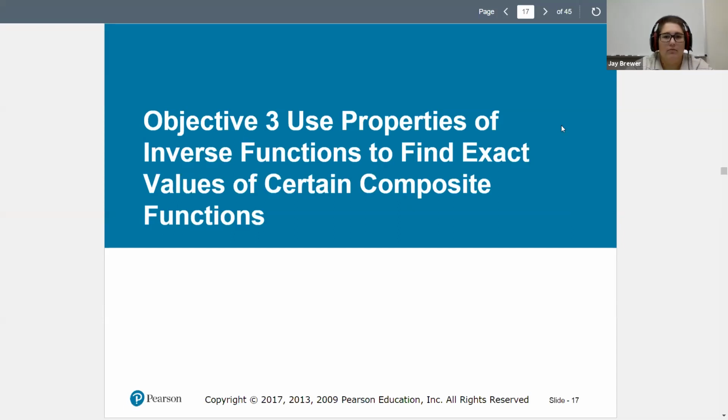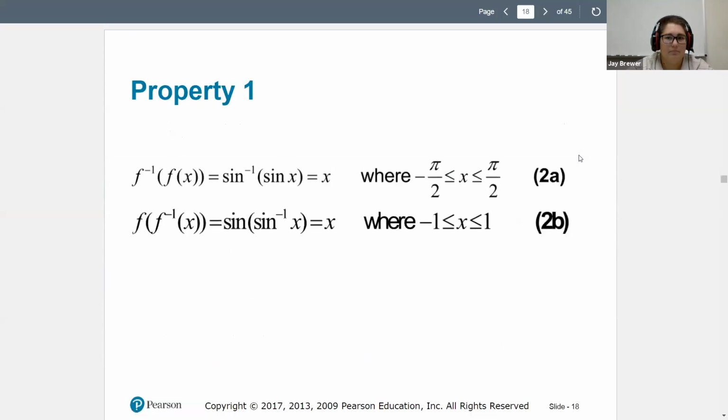Okay, so objective number 3 is use properties of inverse functions to find the exact values of certain composite functions. You want to write this down, okay? This property 1, 2a, and 2b, this is how I do this. So write it down.